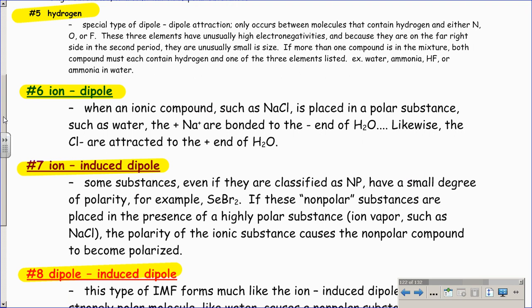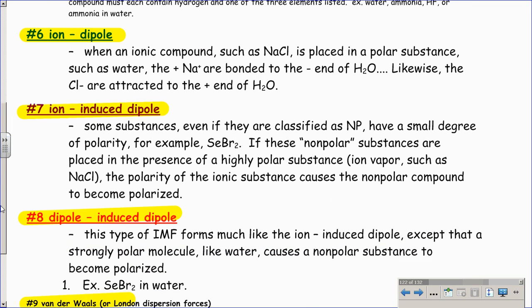I got one right here. All right, sodium ion and water. Chlorine ion and water. They have a really strong attraction. Another one, ion and induced dipole.